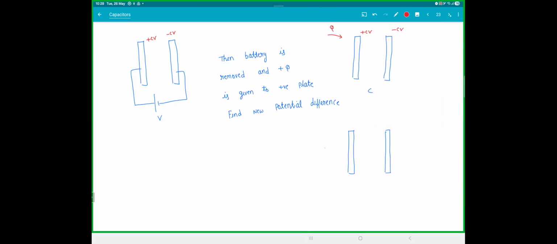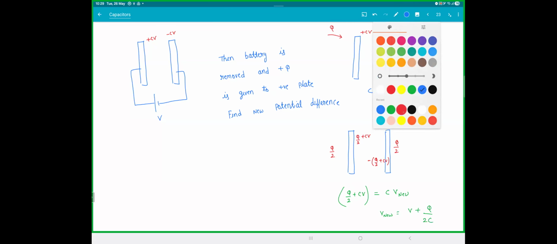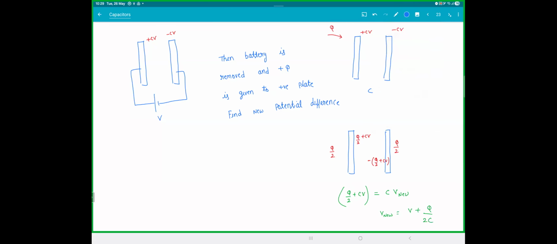what is the total charge outside? Q1 plus Q2 by 2. That is Q by 2, Q by 2. Gauss law, people. And the inside charge is Q by 2 plus CV. This is minus Q by 2 plus CV. So in the formula, Q by 2 plus CV is C into the new potential difference. So this is the charge on the capacitor. So V new will be V plus Q by 2C. That was the answer. This was the actual question in the advanced.